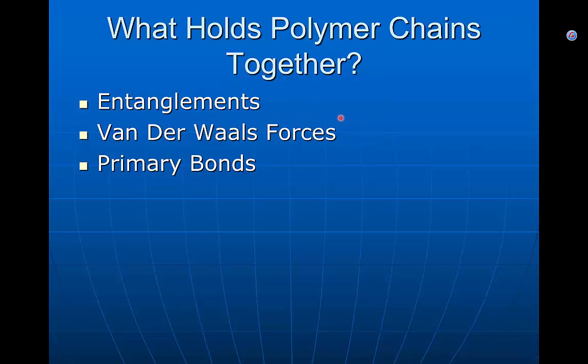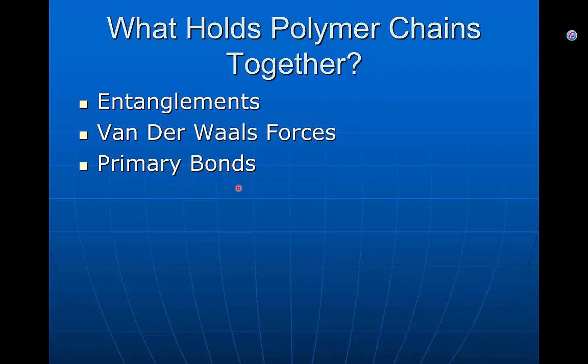The molecules get tangled. Think of this as a big pile of ropes, and you pull on them, the ropes get tangled up. So we have an entanglement mechanism. Van der Waals forces, secondary bonds, are going to hold the molecules together. And then it's also possible in polymers to introduce primary bonds to link the chains together with other covalent bonds.